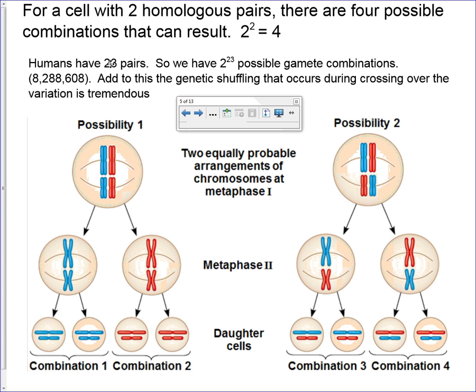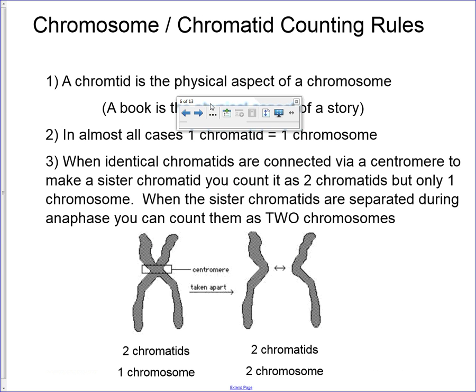We have 23 homologous pairs, so to find out the number of possible combinations, you basically take 2 and raise it to the 23rd power. That number is 8,288,608 possible gamete combinations. Add to that crossing over, and you get a tremendous amount of genetic variation.